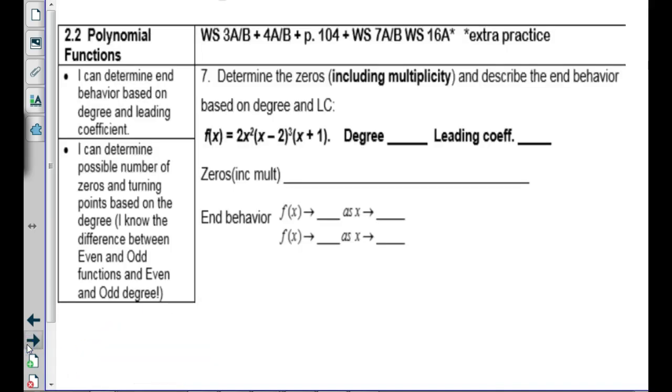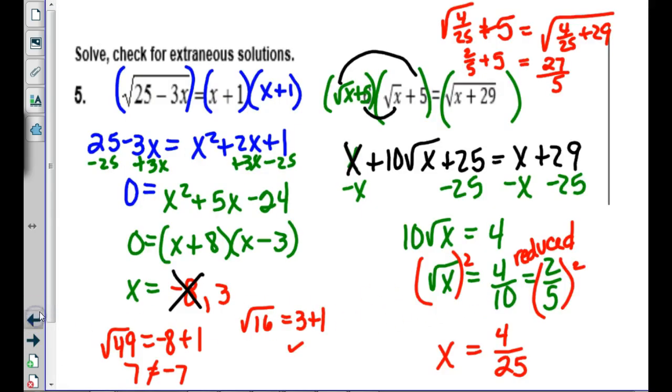All right. Quickly moving on to the newer stuff. By the way, more practice on this stuff.